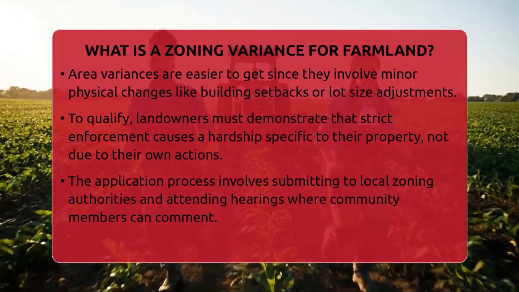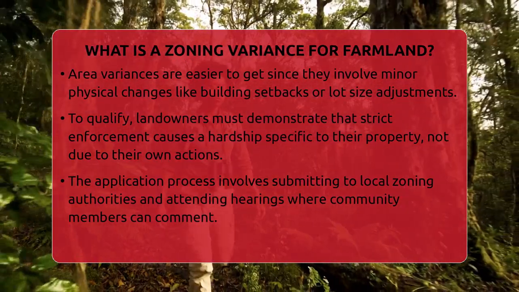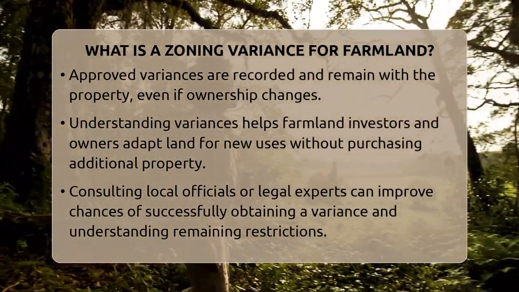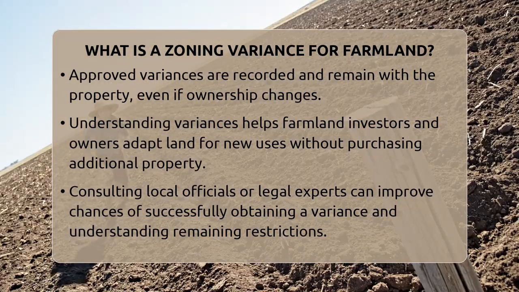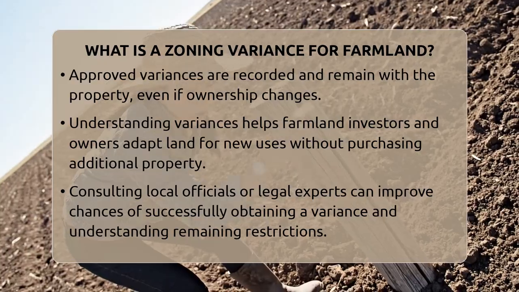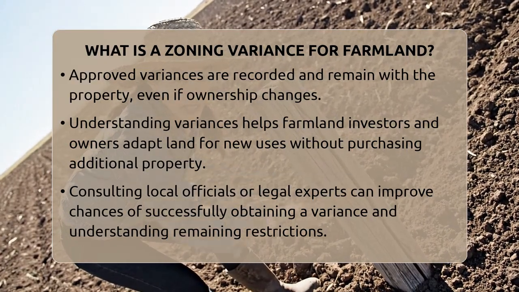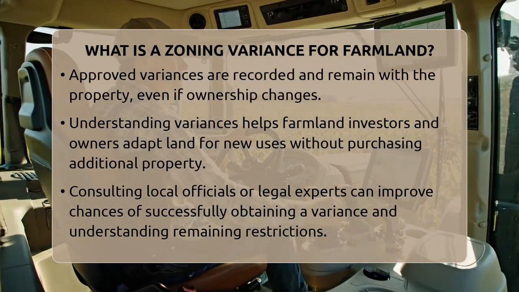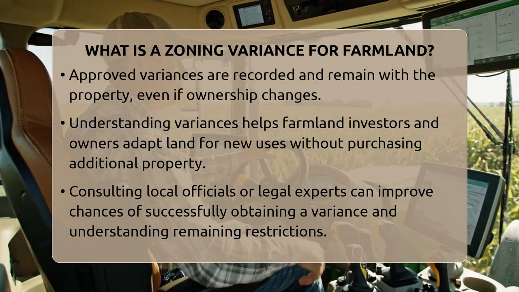The process involves applying to the local zoning or planning board and attending a hearing. Neighbors and other community members can comment or object. If the variance is approved, it becomes part of the land's record and stays with the property even if ownership changes. Understanding zoning variances is important for farmland investors and buyers.